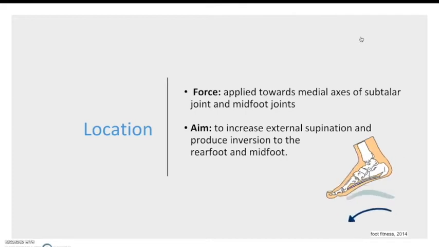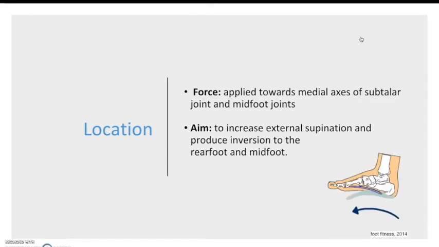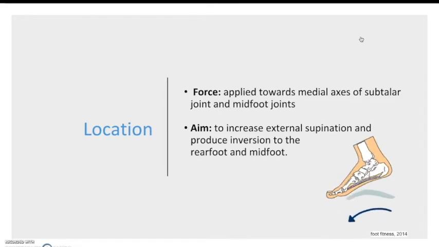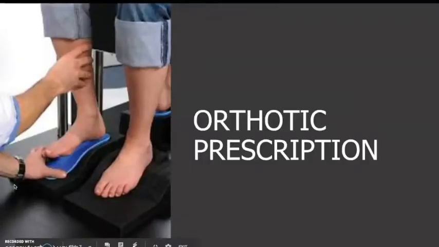If the orthosis force is applied towards the medial axis of the subtalar and midfoot joints, it forms an external supination moment, which is ideal for Paul, who is pronated. Therefore, an orthosis will increase an external supination moment, causing a decrease in the force required by the tibialis posterior muscle, producing eversion to the rearfoot and the midfoot.